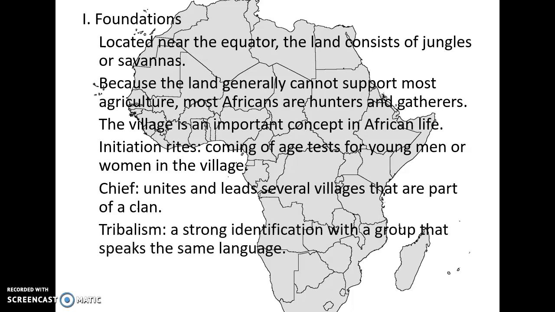And then we have tribalism. Tribalism is a strong identification with a group that speaks the same language. If you think about it, a family is a small circle of people. A clan is a larger circle, and then tribe or tribalism is the largest circle that people associate with. Although Africa has only 1/10 of the people of the world, it has 1/3 of all the languages, so a lot of languages in Africa. With isolation, languages diverge. Individuals feel more allegiance to their tribe than to their country.